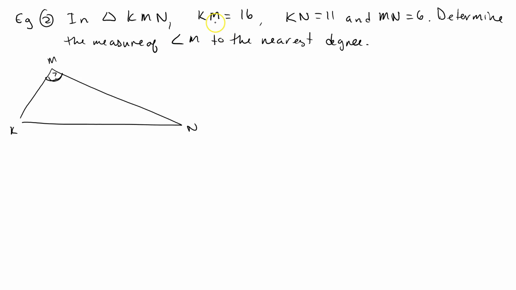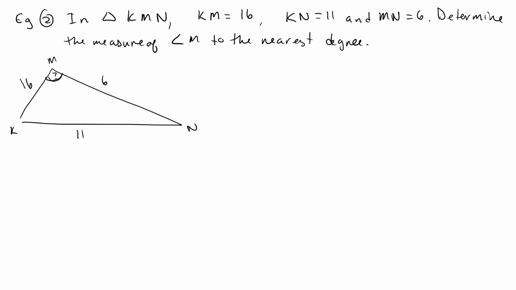So we're saying that KM is 16. We're saying that KN is 11. See what I mean? Like 11 is longer than 16. But as long as we have the opposites, that's fine. If you prefer to draw yourself a sketch to scale, more power to you. And then MN is 6. What we want to do is find out this angle here.